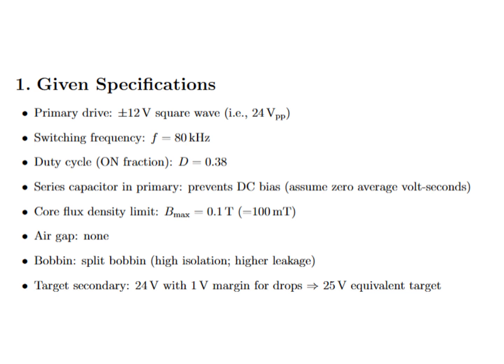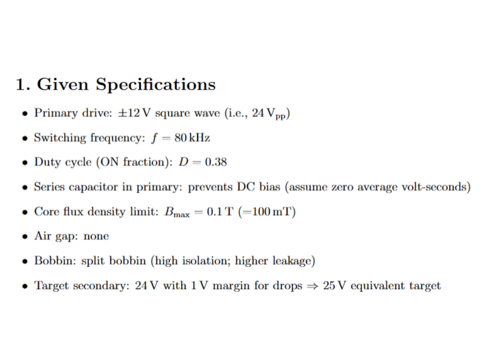Primary voltage, ±12 volts. Maximum flux density, Bmax, restricted to 100 mT. No air gap. Split bobbin construction. Input waveform, square wave. Switching frequency, 80 kHz. Duty cycle, 38%. A series capacitor is included to prevent any DC bias in the core. Required secondary voltages, +15 and -9 volts, which corresponds to approximately 25 volts peak to peak.